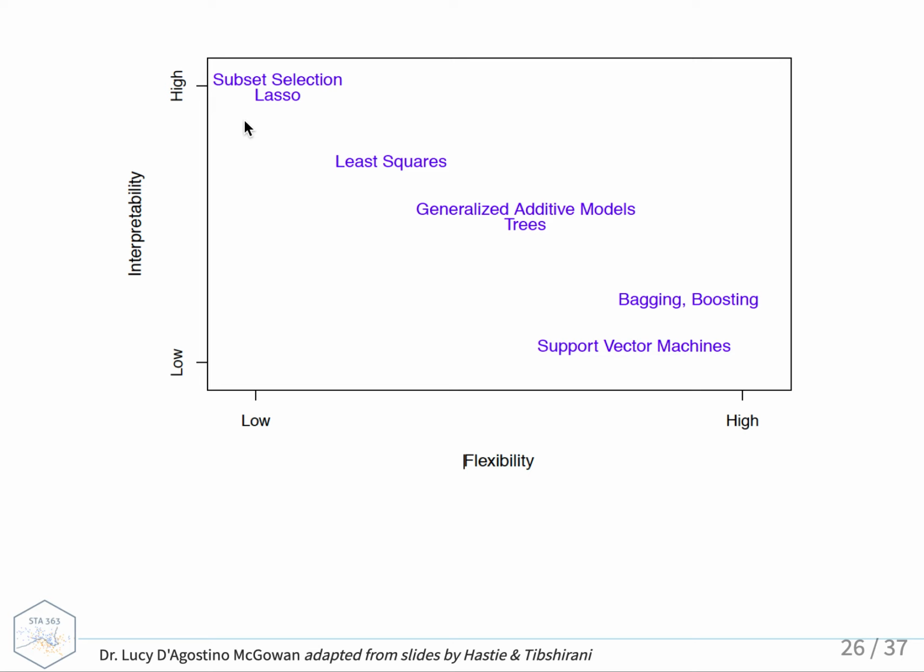And so these are some different types of models that we're going to be talking about in this class. On the x-axis here, I've got flexibility from low to high. And on the y-axis, I have interpretability from low to high. And so up here, subset selection and lasso are not as flexible of models, but they are highly interpretable. They're much easier for people to understand. Then I've got a little bit less interpretable, a little bit more flexible, least squares. And then at the very other end, we've got highly flexible models like bagging and boosting or support vector machines that have low interpretability.